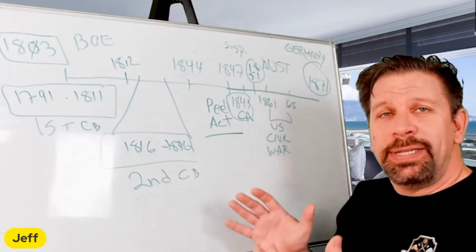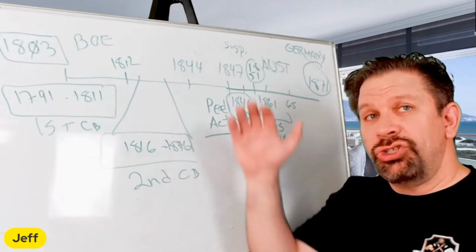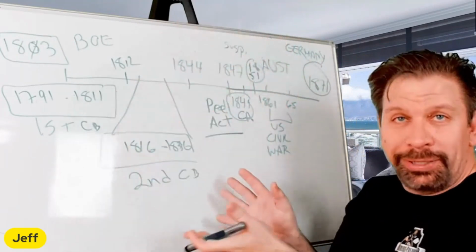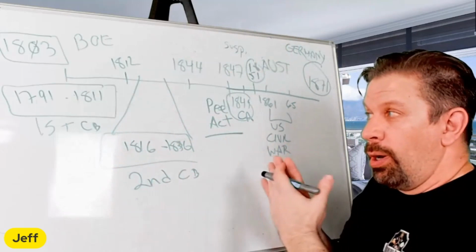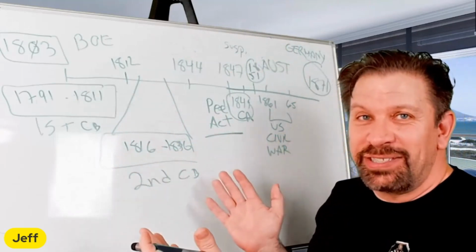But this sets some context of not just American history, not just European history, but how it's all combined and intertwined for a 60-ish year period where England wants to get back with the United States over and over again.